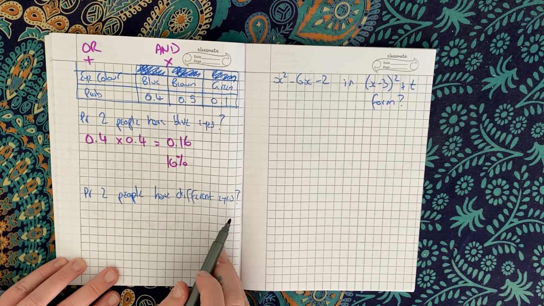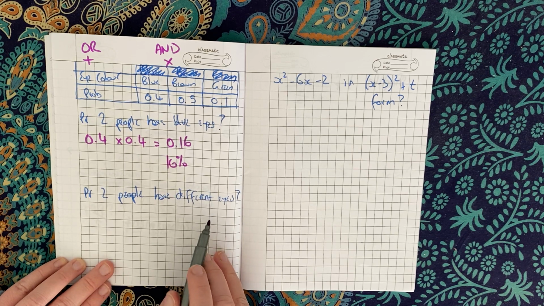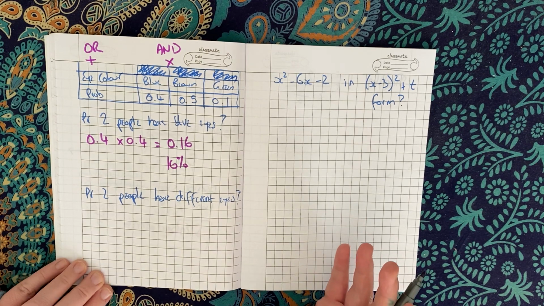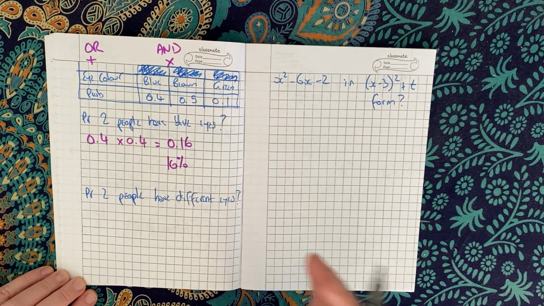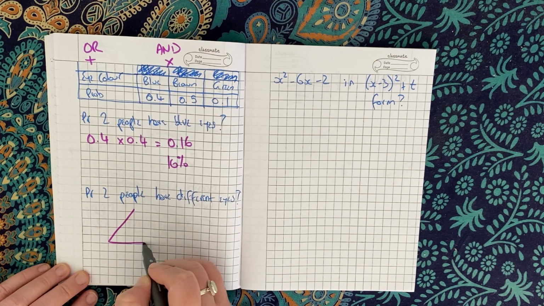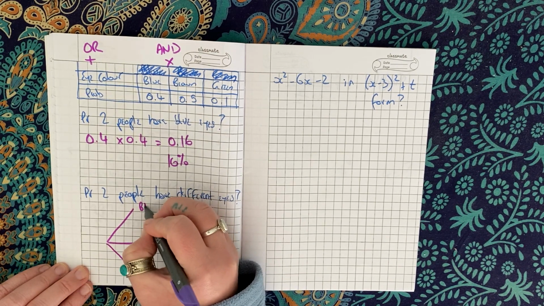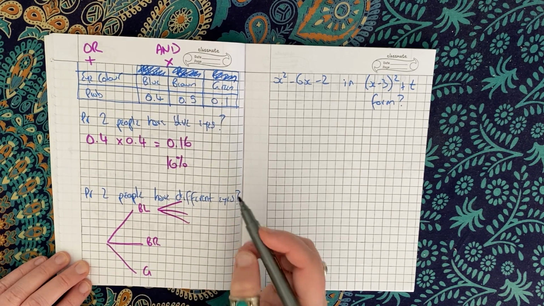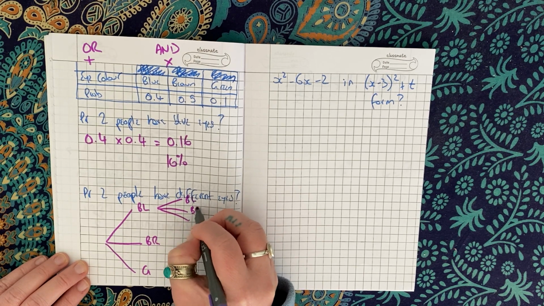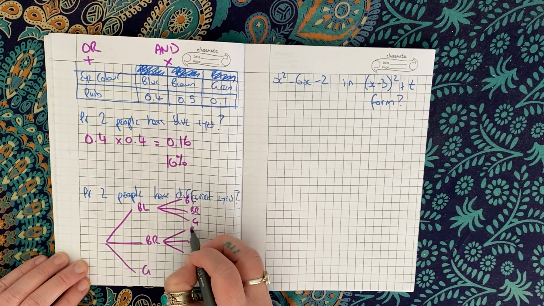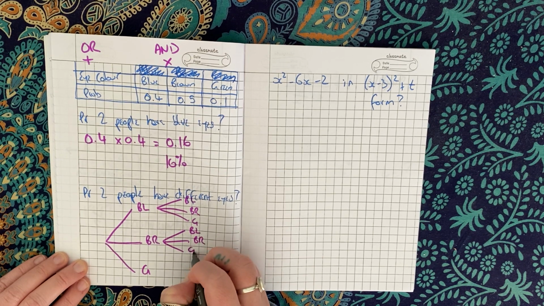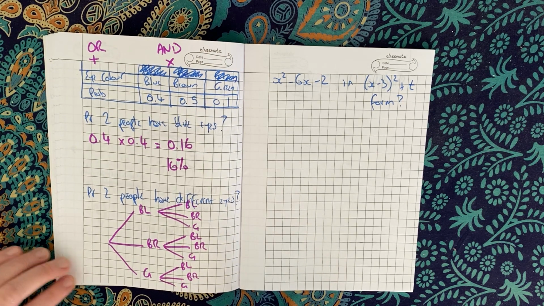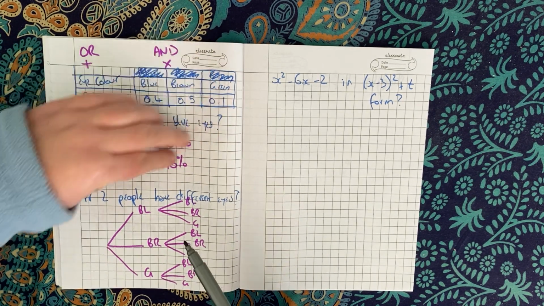The second part of this question asks, what's the probability that two people have different eyes? Now I like to make probability trees because I think it's easy to not miss information that way. So there are 3 different eye colours. You can have blue, brown or green. But then you can have 3 more because we want 2 different people, right? So blue, brown and green. Blue, brown, green, and same for this one. Blue, brown, green.